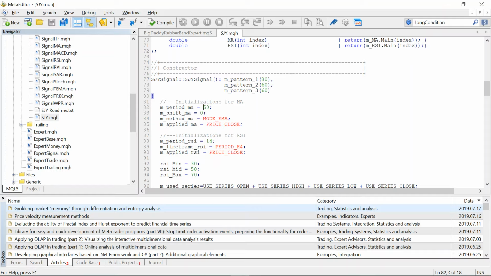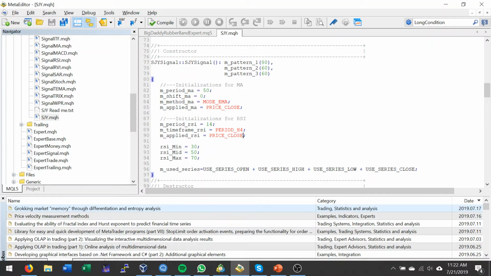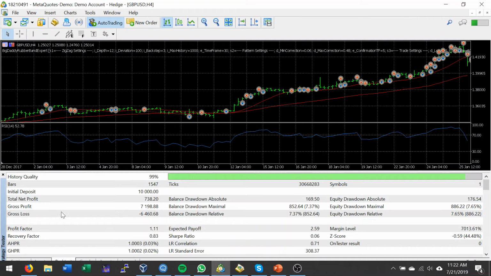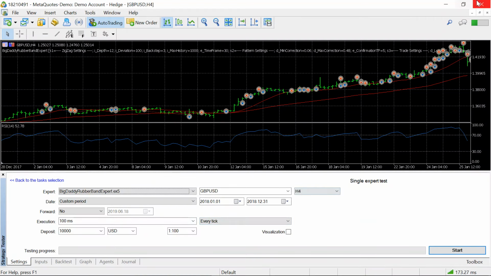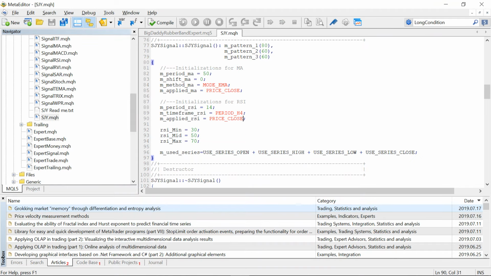The averaging method is going to be exponential, so the exponential moving average, and the applied price on the moving average is the price close. Now for RSI, the regularly observed value for the period is 14, so that's what I went with as well. And the period of H4, as you saw when I ran the test, was the same thing, H4 right here, and the applied price value for the RSI is price close.